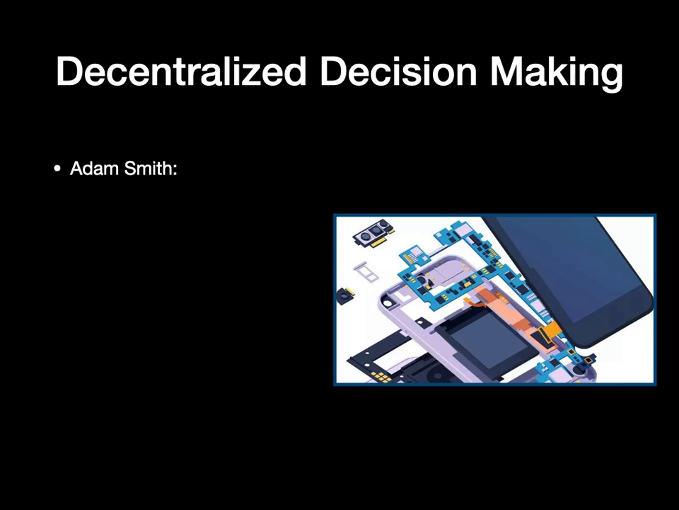Within all of this, Smith wanted to understand and try to explain decentralized decision making. That is, we're all specializing and we enter into voluntary exchange, but nobody controls it.